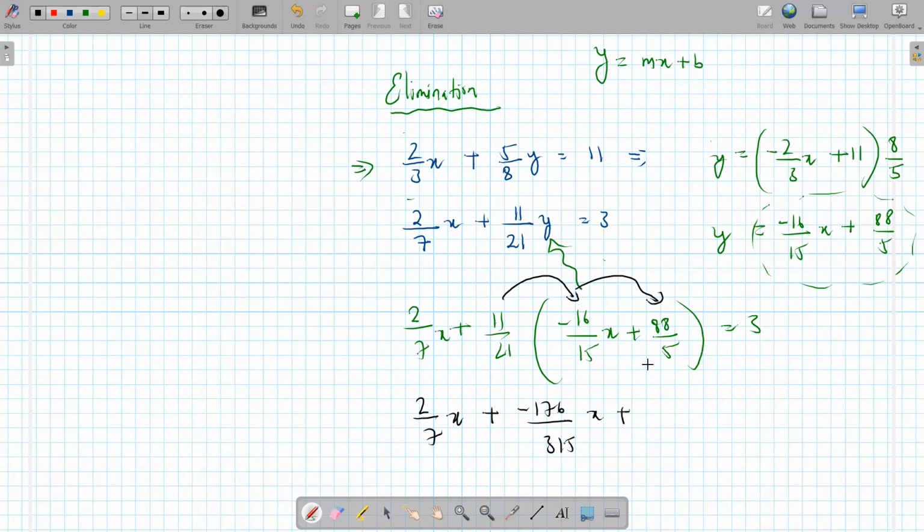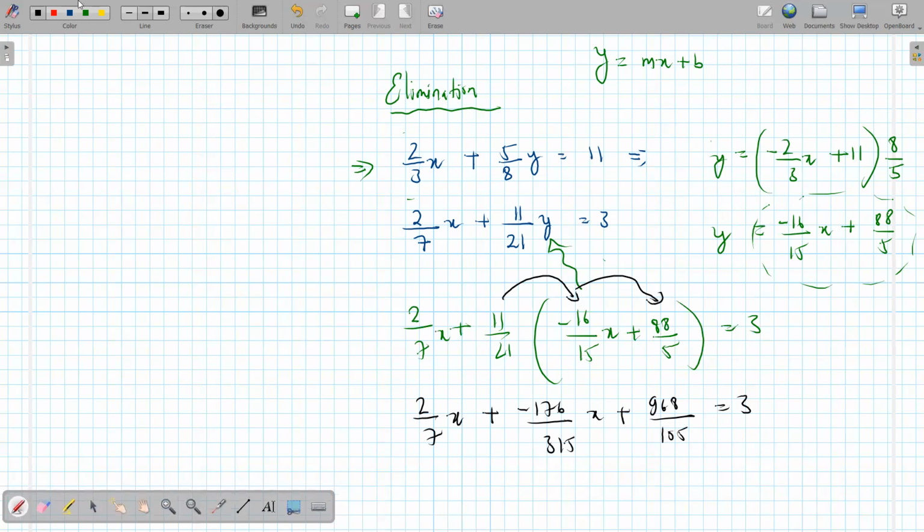Plus 11 times 88 is 968. 21 times 5 is 105, which equals 3. Next, we're going to group up the like terms, which means we're going to add 2 over 7 plus negative 176 divided by 315. So I added them up, and I got negative 86 over 315x. And on the other side, it's going to be 3 minus that guy, 3 minus 968 divided by 105. So we get negative 653 over 105.